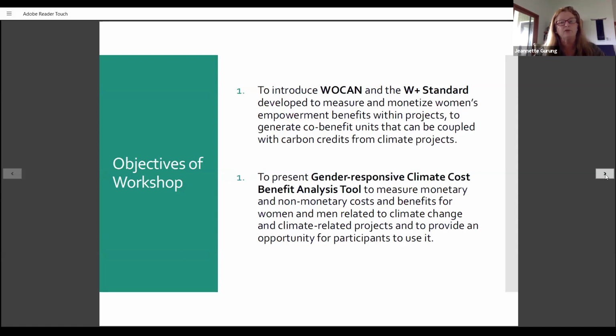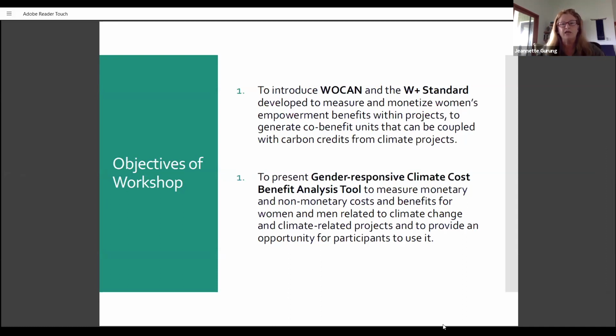It was developed to measure and monetize women's empowerment benefits within projects at the community, at the project level. The idea here, in relation to climate, is that we are able to generate co-benefit units called W+ units that can be stacked onto or coupled with carbon credits for climate projects. I'll talk more about that.